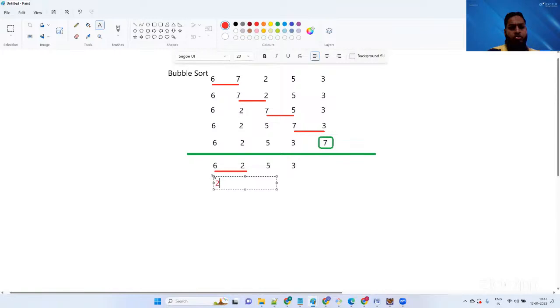So 2 over here and 6 over here. And 5, 3 over here. The next, 6 with 5. Do I need to swap? Yes. So 2 at its original place. 5 and 6 will swap. And 3 at its original place.